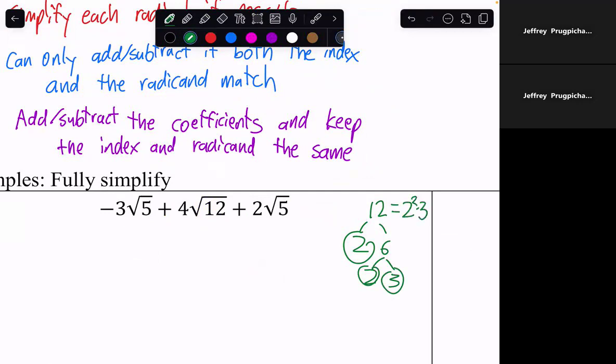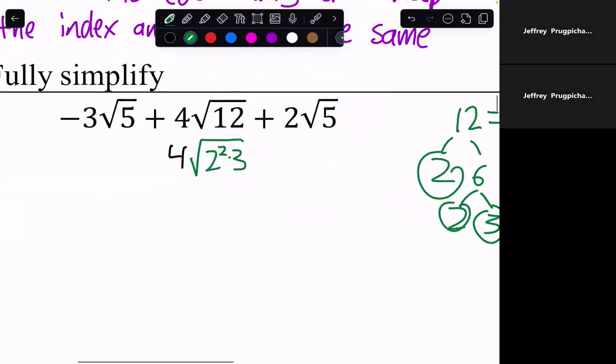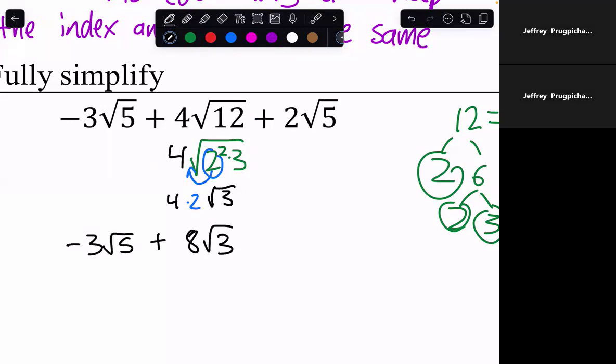Okay, so we can rewrite 12 as 2 squared times 3. And that means we can take the 2 out to join the 4. Okay, so in the end, it simplifies to 8 radical 3. Okay, so again, the first term stayed the same. We weren't able to do anything with it. And what about the third term? Again, it's square root 5. 5 is prime, so you can't take anything out.